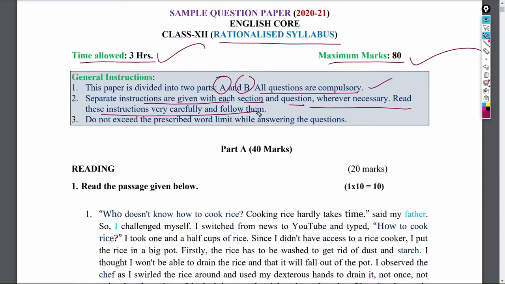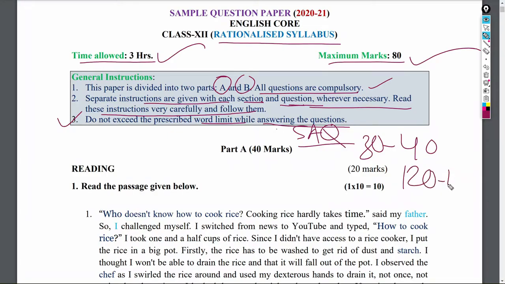So while you are answering, we need to see the section and we need to write the section also. And while we are answering, we need to see the instruction, we need to see the word limit, and accordingly we need to proceed. Do not exceed the prescribed word limit while answering the question. This is applicable in the case of the long answer type question and short answer type question, the question carrying 30 to 40 words and the question carrying 120 to 150 words. These questions will have to be taken with the word limit that is prescribed.